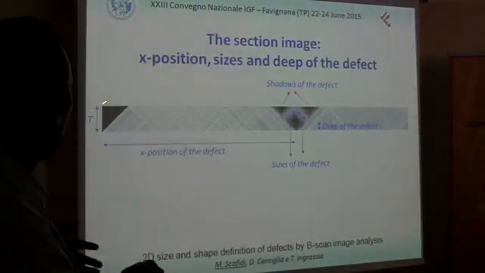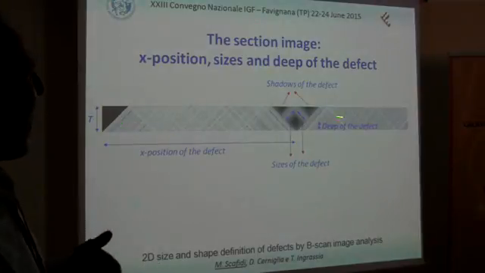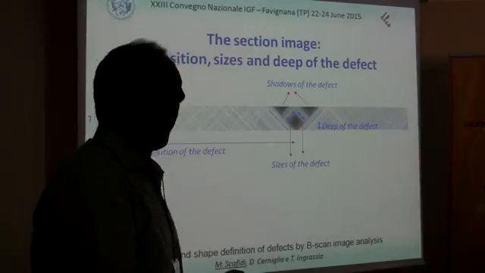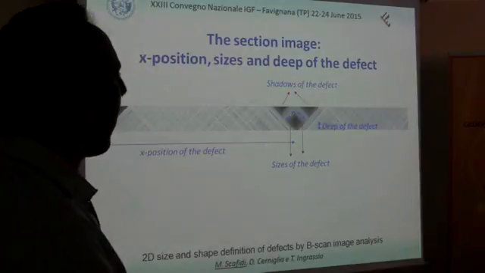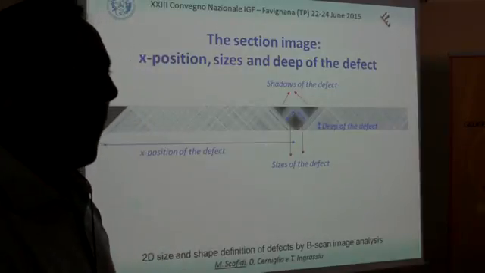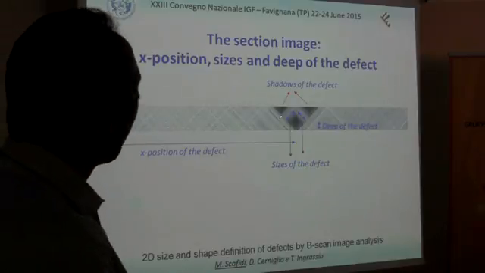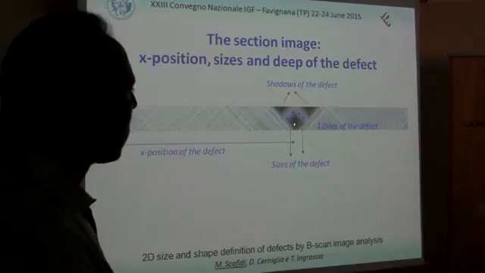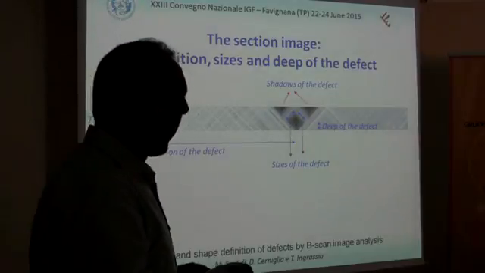This is a new approach because we generate a section, an image of the section of the plate. And from the original one maps, this is a very different image. We can use this image to find physically the defect.